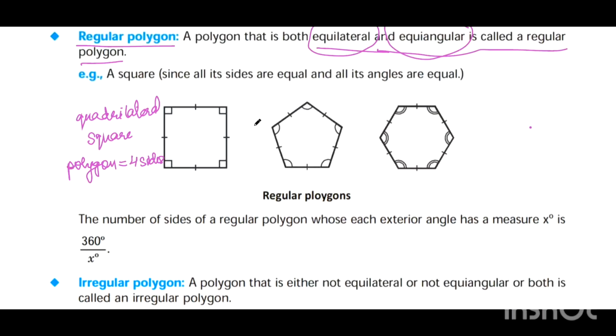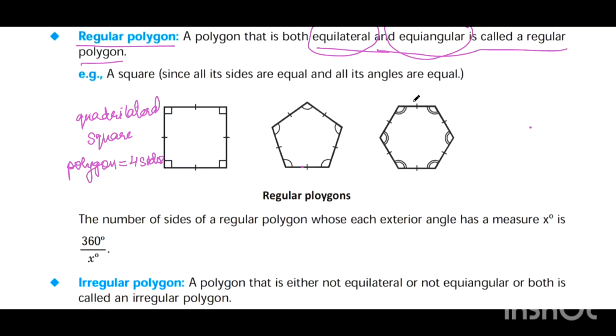Now see, this is a what? 1, 2, 3, 4, 5, five sides. Which kind of polygon? Pentagon. So see, in this diagram, this pentagon has all the angles equal and all the sides are also equal.